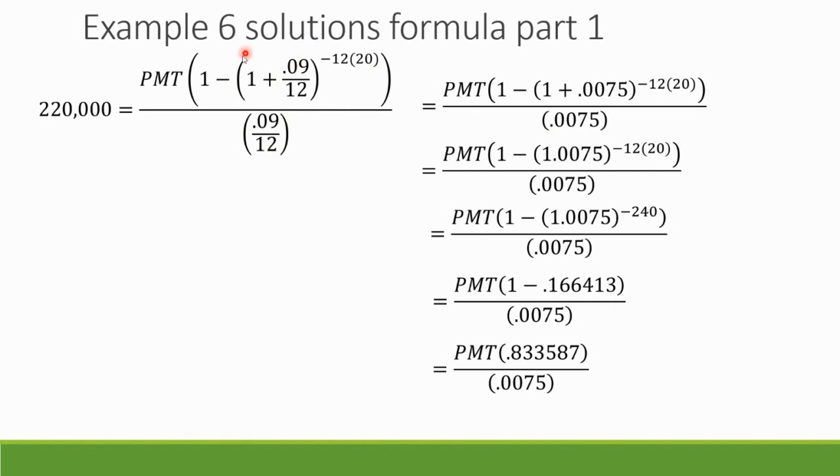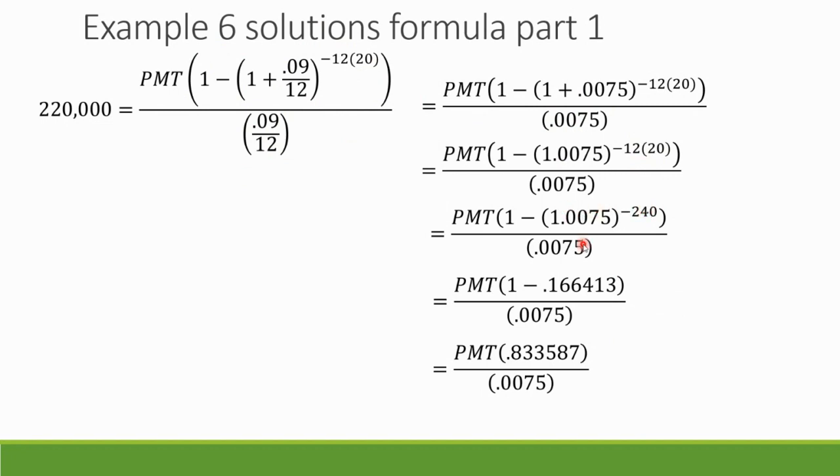The numerator here, okay, right? You do the innermost parentheses first. So you do 1 plus 0.09 over 12 first. And that's 1 plus 0.0075, okay? That's what this is equal to. So anyway, when you add that, you get 1.0075 raised to the negative 12 times 20, so you can do that next, which is negative 240, okay?